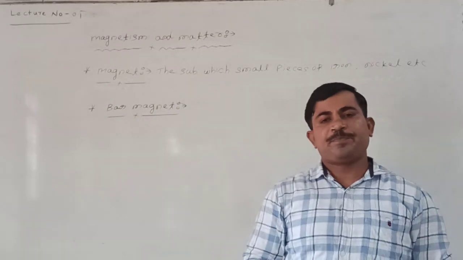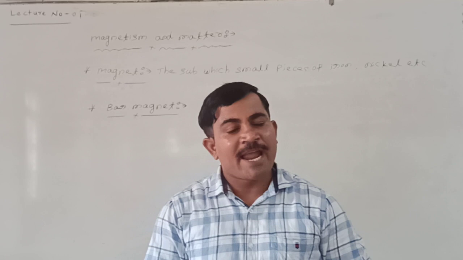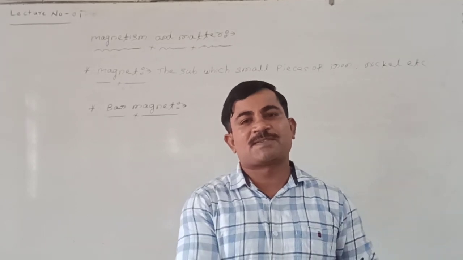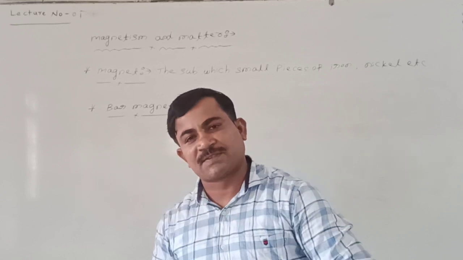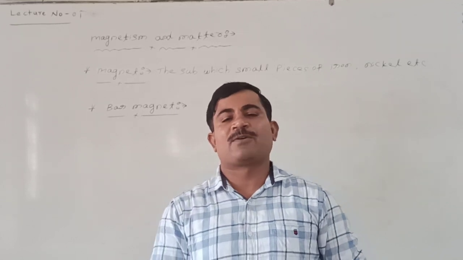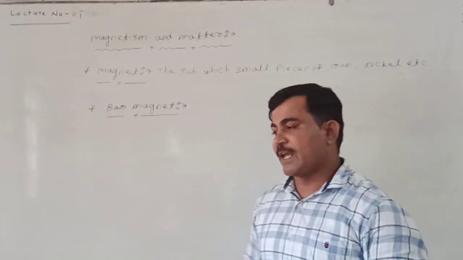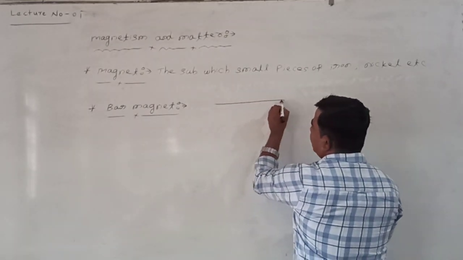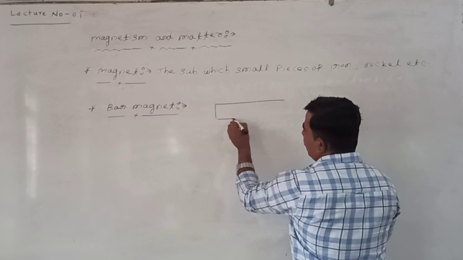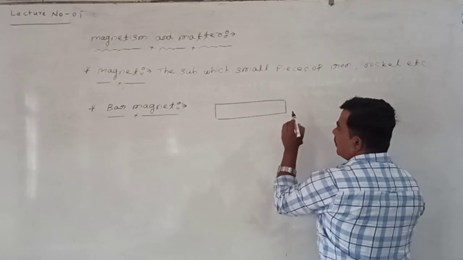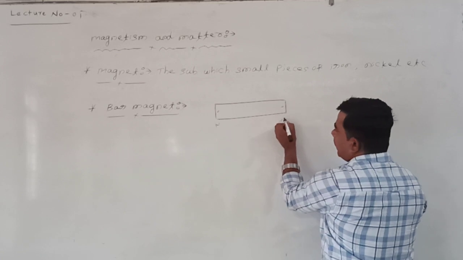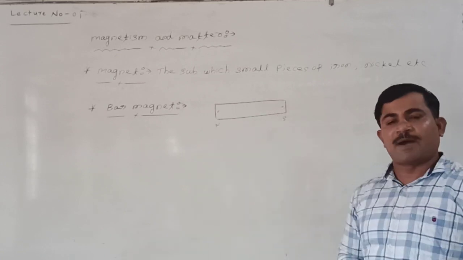Bar magnet means the rectangular shape magnet which attracts the small pieces of iron, nickel, cobalt, etc. That material we are calling bar magnet. How does it look? See here, the rectangular shape object which attracts the small pieces of iron, nickel, cobalt, that material we are calling bar magnet.